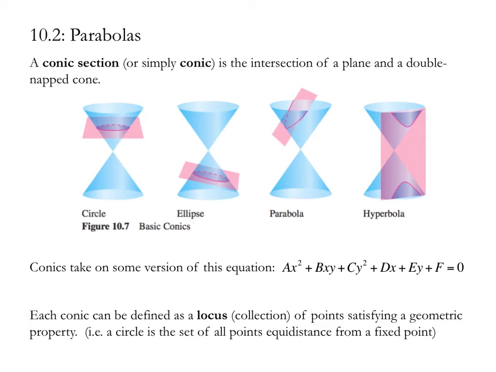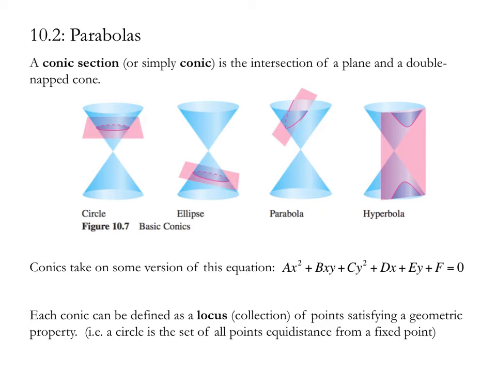Hey guys, this is our new section of Chapter 10. We are talking about conic sections. A conic section is simply the intersection of a plane with a double-napped cone. A double-napped cone is just when you put two cones on top of each other, but these are all the different intersections you could find.